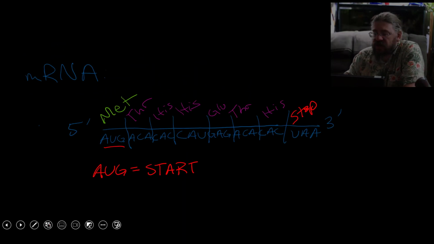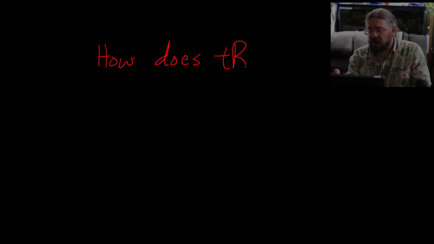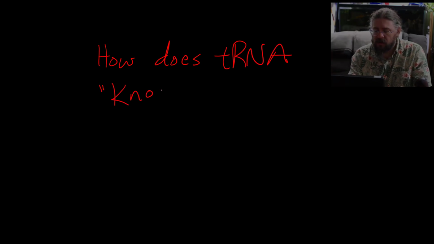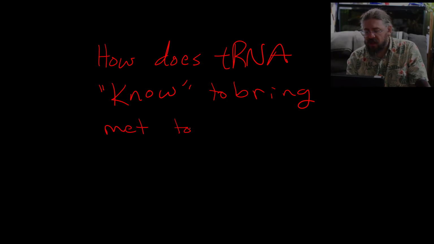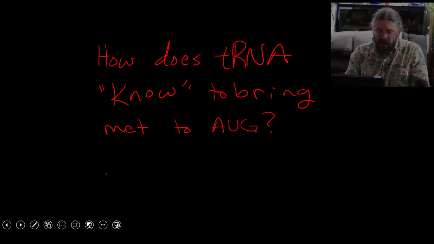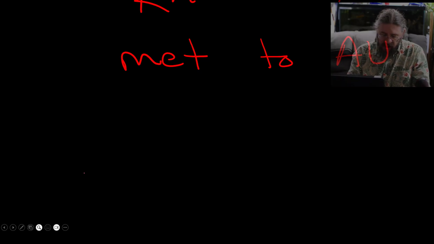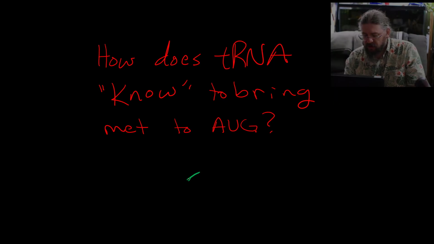So our question that we left off with was, if tRNA is what is actually carrying the amino acids that the codon codes for, how does tRNA know what amino acid to bring to what codon? How does tRNA know to bring methionine to AUG? Right? Because there is a tRNA circling around, holding methionine.